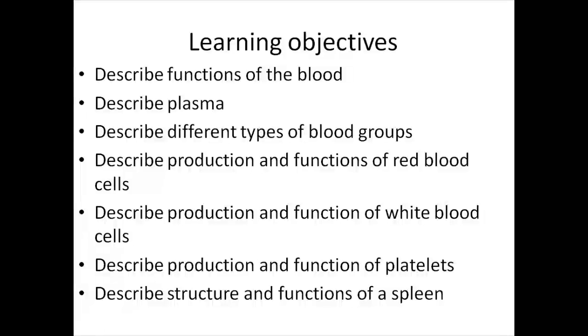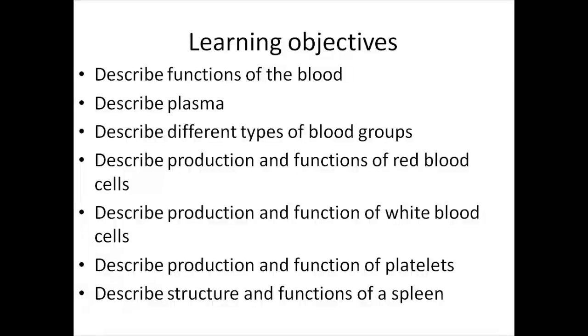So these are our learning objectives which we are supposed to cover by the end of this session. The first will require us to describe the function of blood. The second will require us to describe plasma. The third will require us to describe the different types of blood groups. The fourth will require us to describe production and function of red blood cells. The fifth will require us to describe production and function of white blood cells.